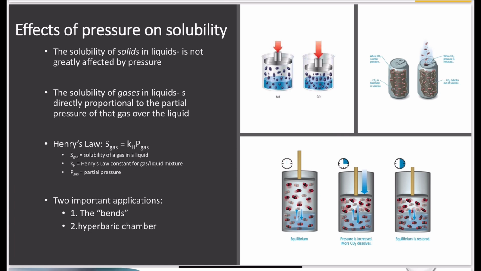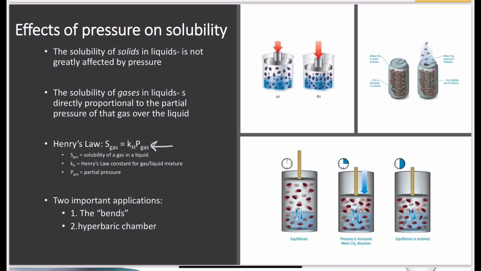We have Henry's law, so we have an equation here that we can use to actually calculate it. Henry's law states that the solubility of the gas in a liquid is equal to Henry's law constant, which would be given to you, or you would solve for it given the other 2 pieces of information. It's a simple algebraic equation. So Henry's law constant for the gas and liquid mixture, and then the partial pressure of that individual gas. So you can actually calculate the solubility here.